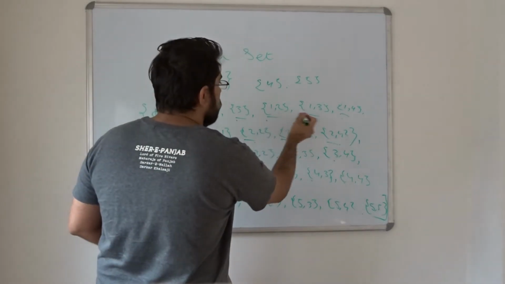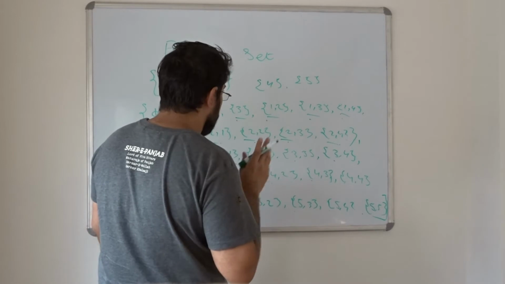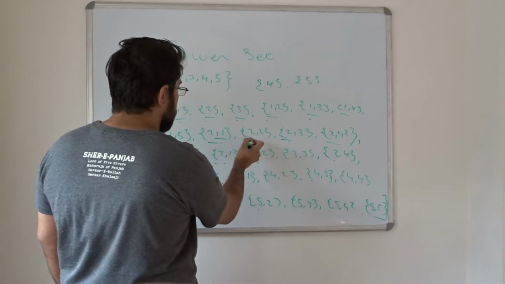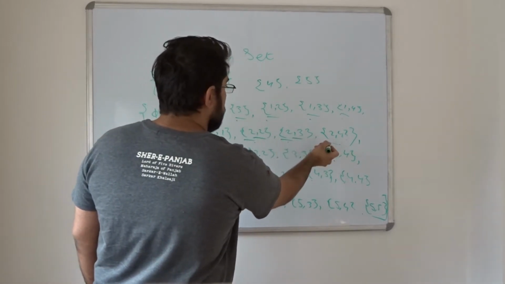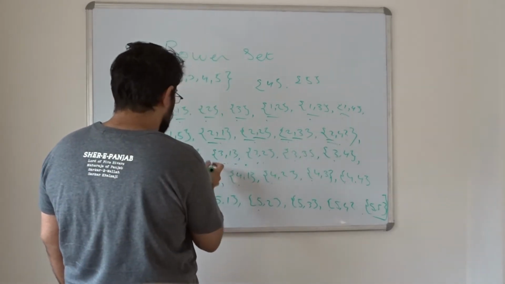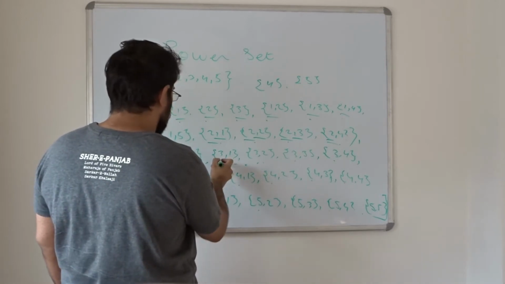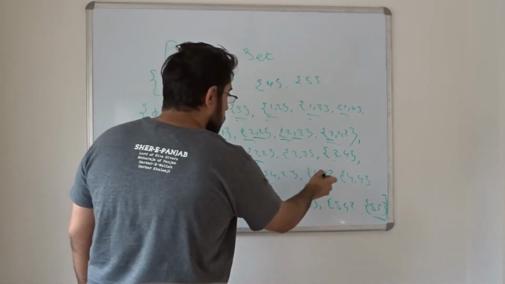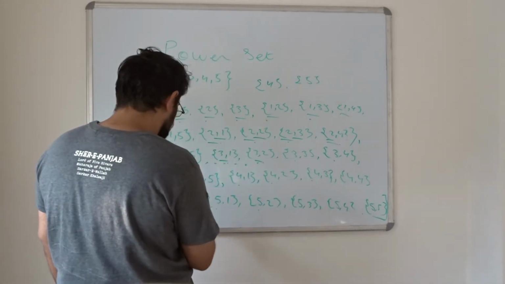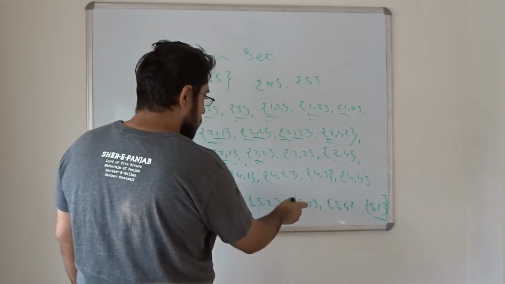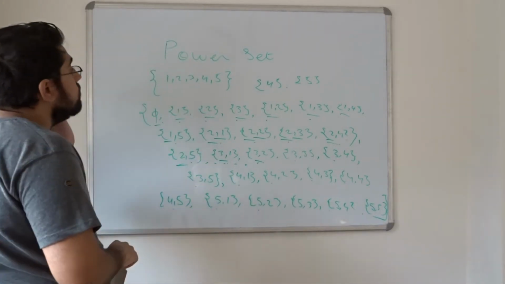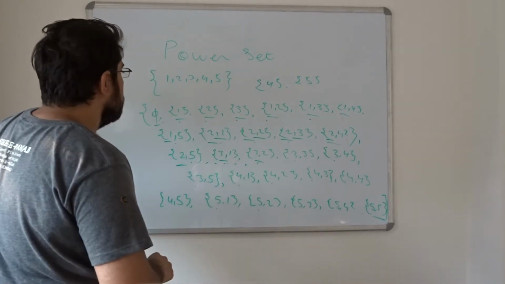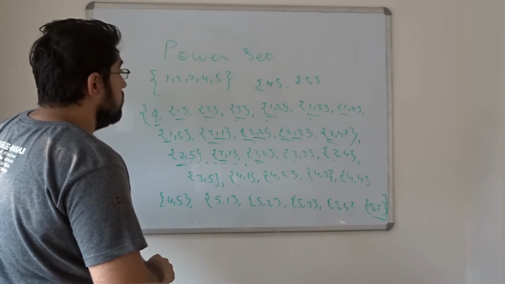I've got (1,2), (1,3), (1,4), (1,5). There are 2 elements more I'm missing out. And which are they? Let's see. (2,1), (2,2), (2,3), (2,4), (2,5). Okay? (3,1), (3,2), (3,3), (3,4), (3,5), (4,1), (4,2), (4,3), (4,4), (4,5), (5,1), (5,2). So, is there something else that I'm missing out? Is there something else that I'm missing out?